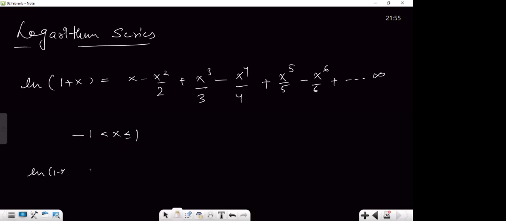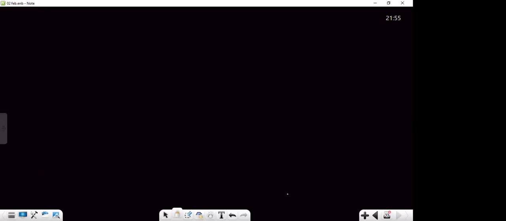Or ln of 1 minus x is minus of x plus x squared by 2 plus x cubed by 3 plus x to the 4 by 4, going like this to infinity, where x belongs from minus 1 to plus 1. Plus 1 is not included. So important series. There's one more important topic left.